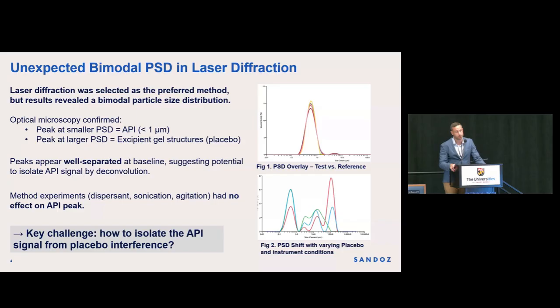So this was good. We were able really to suppress the placebo signal to the highest possible extent, but still this was not sufficient to completely remove it out of the picture. The placebo peak was still there, meaning that it impacts directly your measured results. So the challenge was, how can we isolate the API signal?